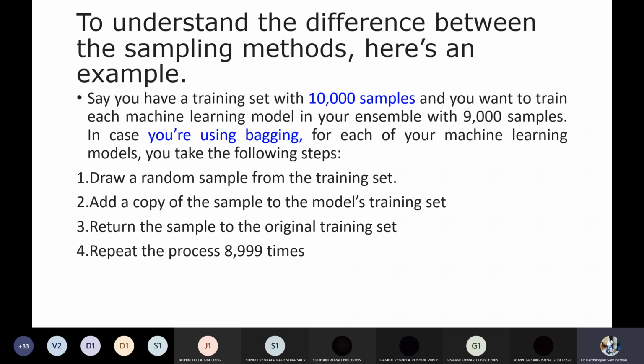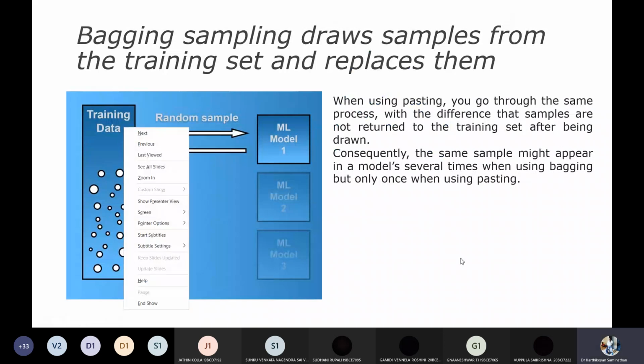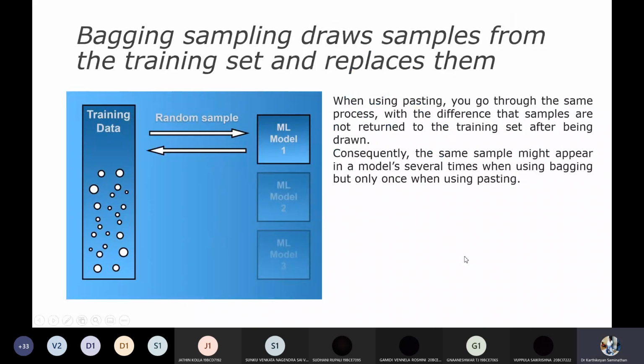Return the sample to the original set after training. Then repeat the process 8,999 times, because after the first sample, there are 9,000 samples remaining. So we need to do the same thing 9,000 times, right? This is what your bagging technique says. We'll take a few samples from this training set, and we'll replace them.